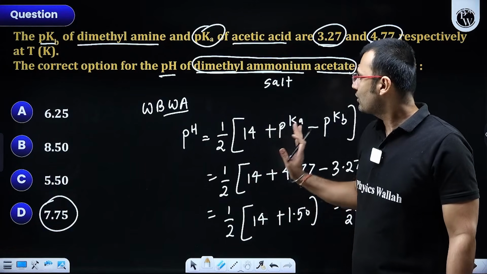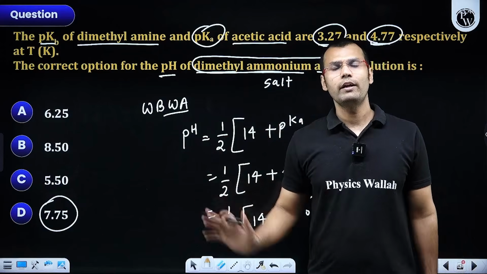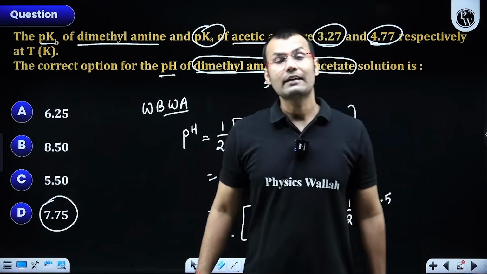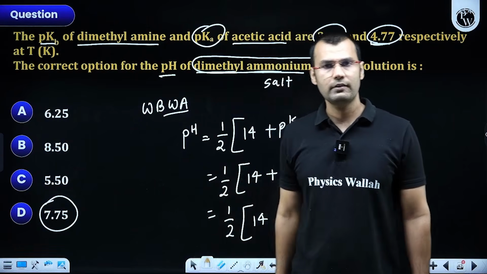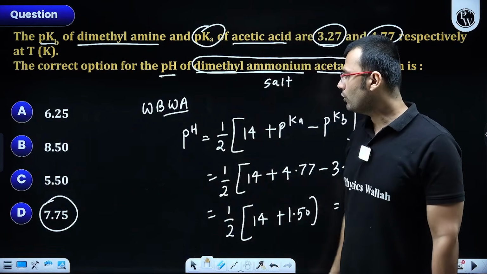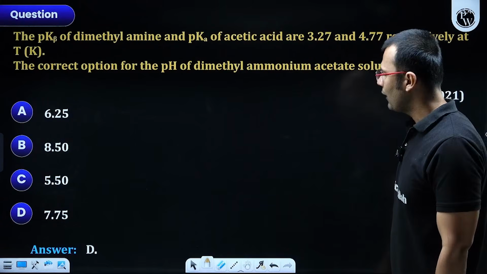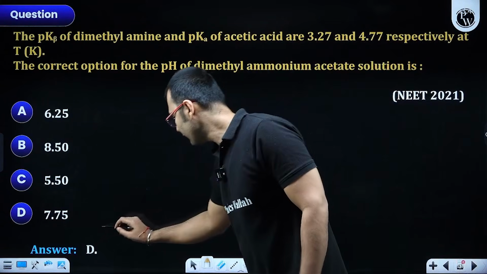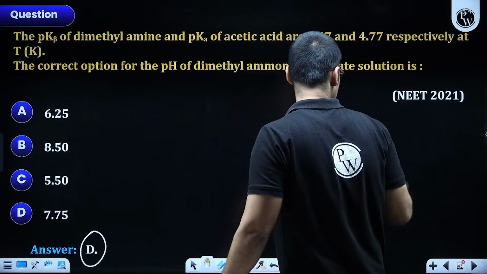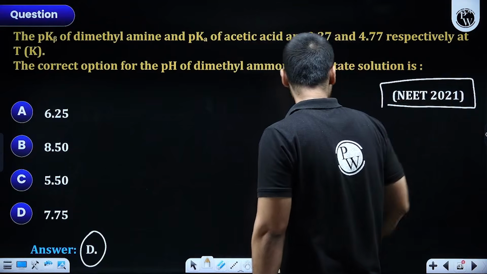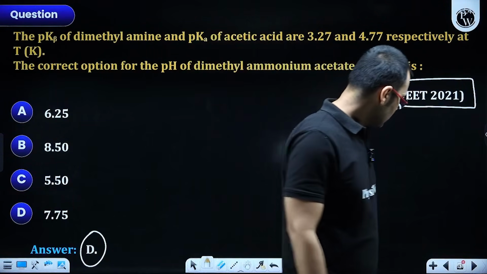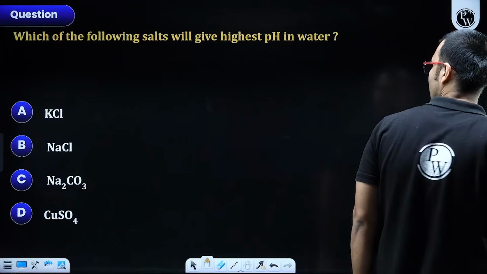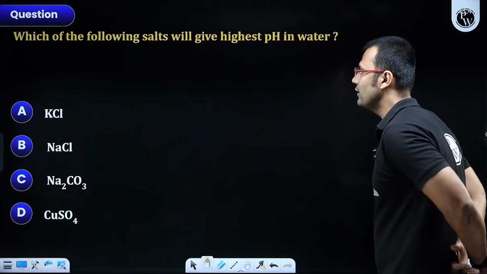So this was the case of weak acid, weak base. In the same way, you can have questions from weak acid, strong base, or strong acid, weak base. But every time you have to use the formula when you calculate pH of salts. Definitely here the answer is D, and this question we got in the NEET 2021 examination. Correct, students?